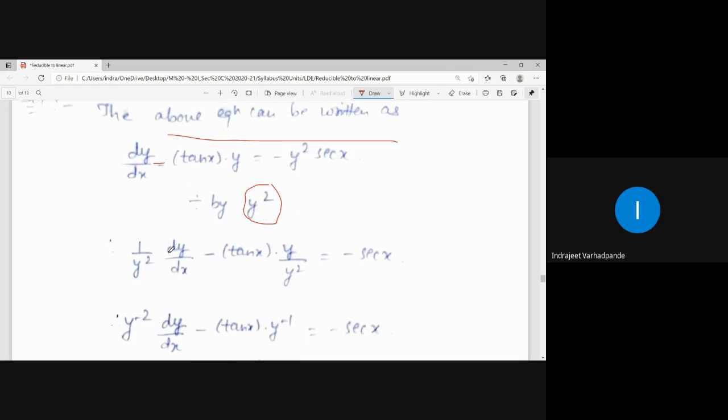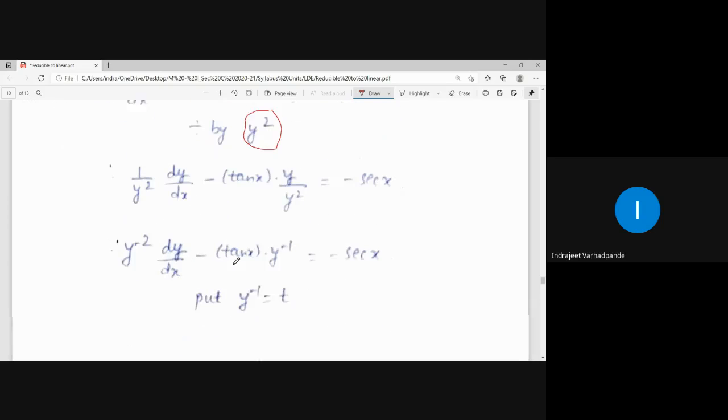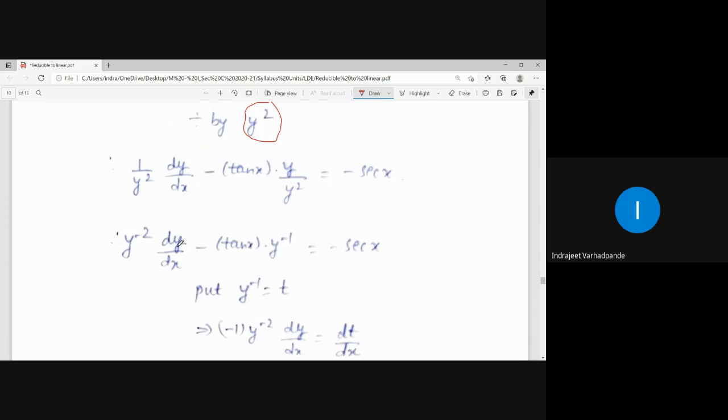So 1 upon y square into dy by dx minus tan x into y upon y square is equal to minus sec x. Right? So y to the power minus 2 into dy by dx minus tan x into y upon y square will give you 1 by y. And what is 1 by y actually? 1 by y is y to the power minus 1, is equal to minus sec x. Now derivative of y to the power minus 1 is minus 1 into y to the power minus 2.